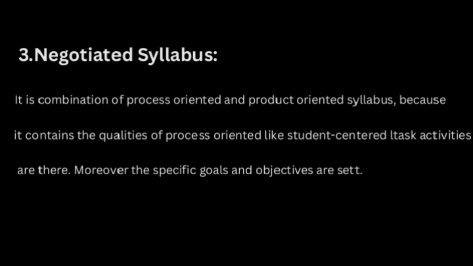And then it has specific goals or objectives as well. That's why I told you in the beginning that in negotiated syllabus we have a combination of both syllabi. The student centered component comes from the process oriented, and it's objective based or goal oriented, and we have a specific outcome as well. This quality or component comes from the product oriented syllabus.